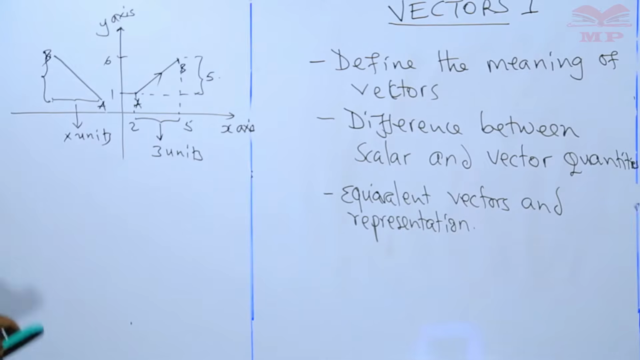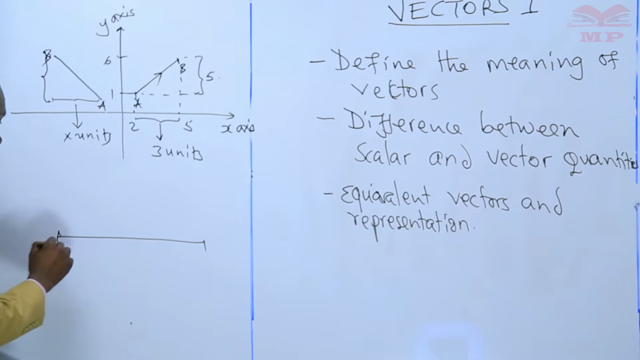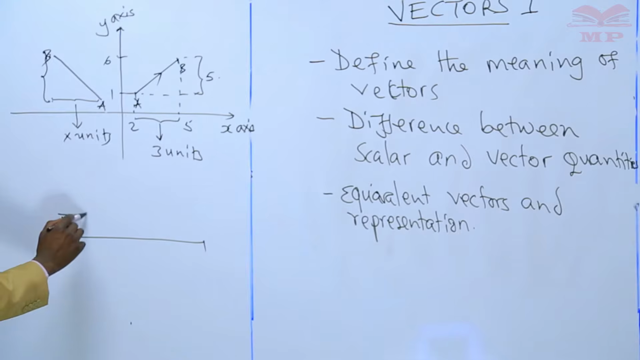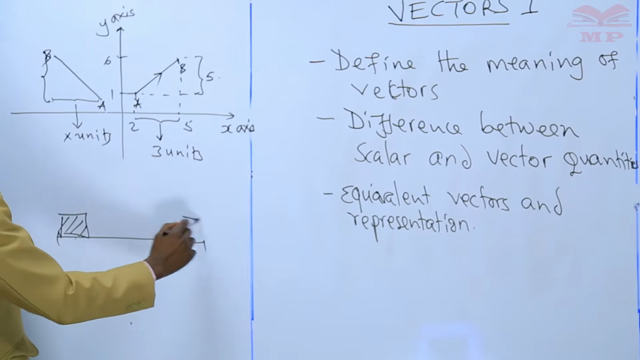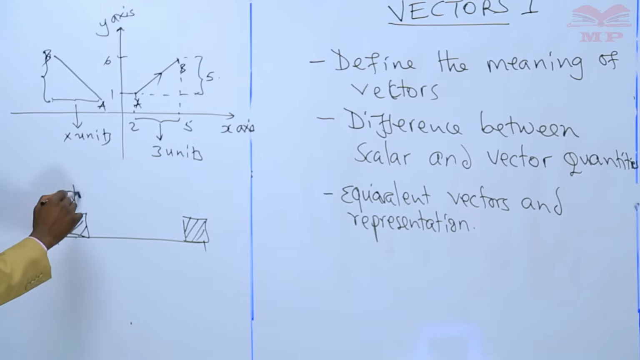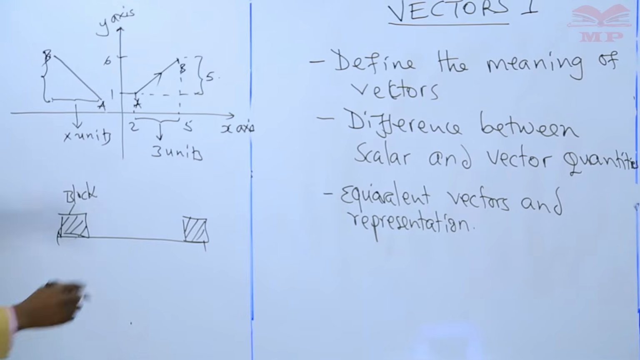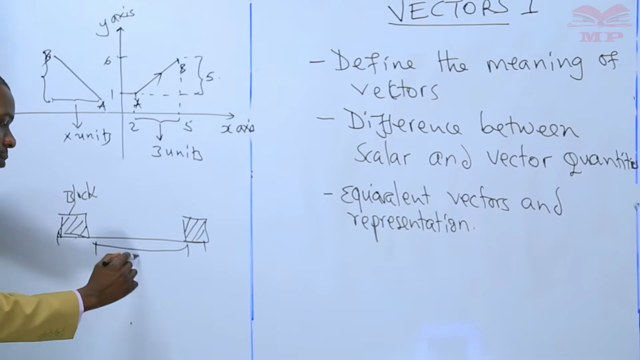Now, suppose you're given a piece of block. Move it on the ground, and you're supposed to move this piece of block to a new position on the ground. So this is the piece of block. We are moving it to a new position on the ground, say movement of 5 meters.